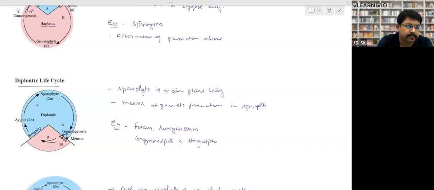That is a diploid plant. Next point. Meiosis will occur at the time of gamete formation in sporophyte.